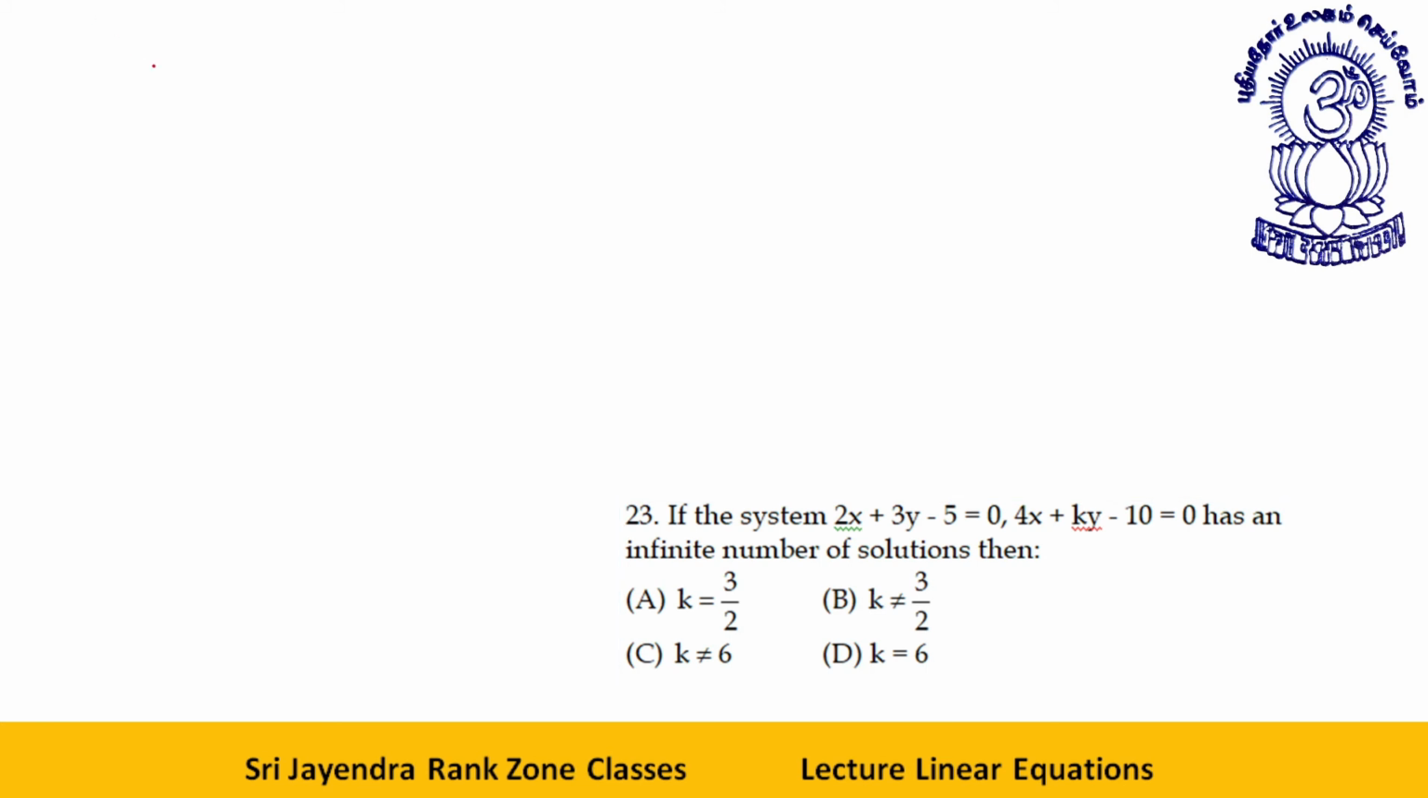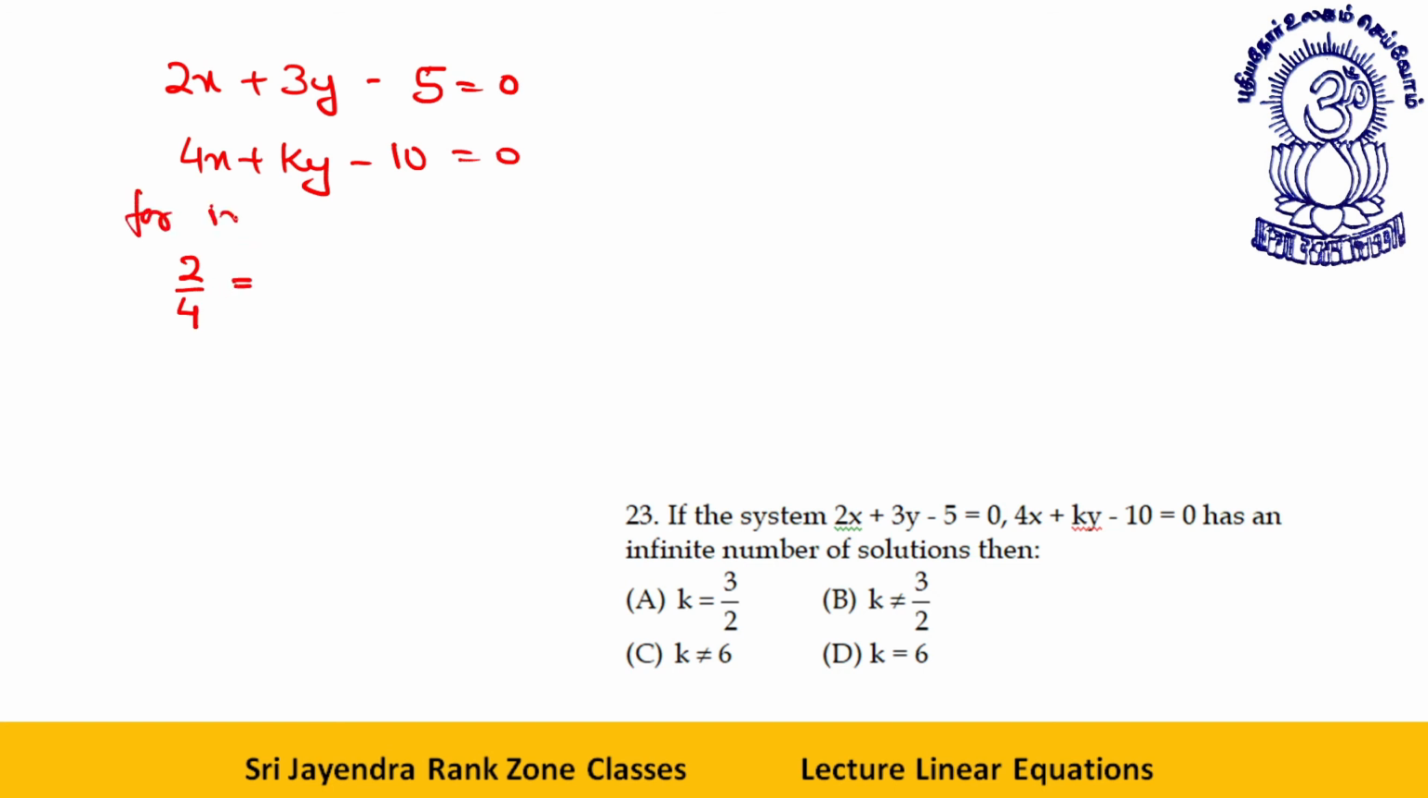We are given an equation 2x plus 3y minus 5 is equal to 0, and 4x plus ky minus 10 is equal to 0. These have an infinite number of solutions. If these have infinite number of solutions, then what will happen?